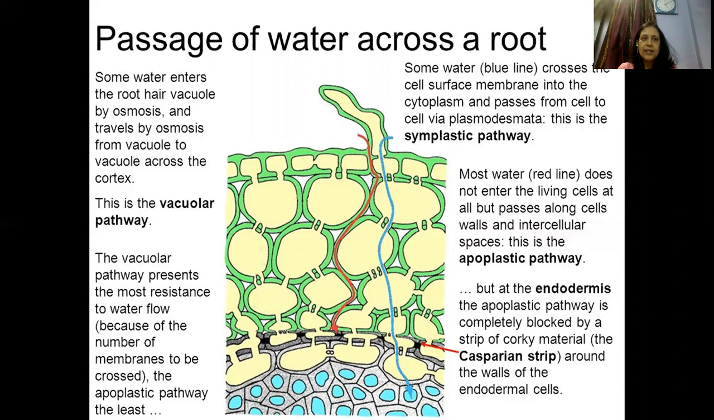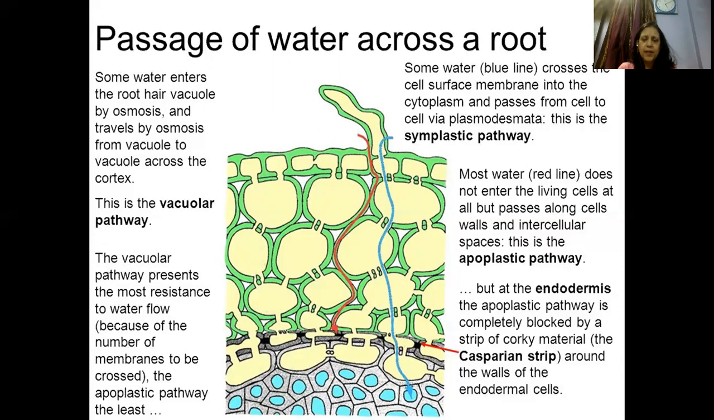Some water enters the root hair vacuole by osmosis. That means the water could enter into the root hair through imbibition, through diffusion, through osmosis. Why are we talking here about osmosis? Because it is through a semi-permeable membrane. So you need to understand. So as the water enters into the root hair, this is a vacuolar pathway.